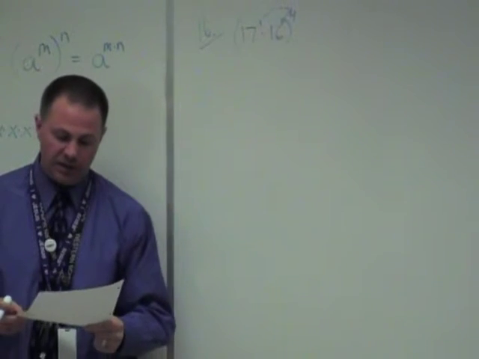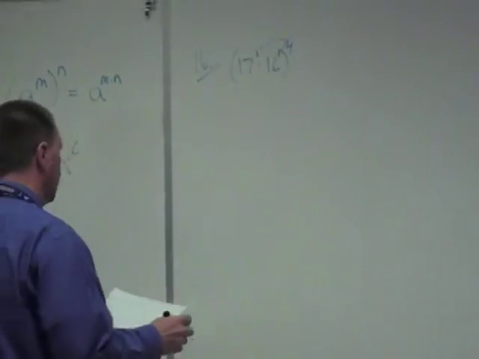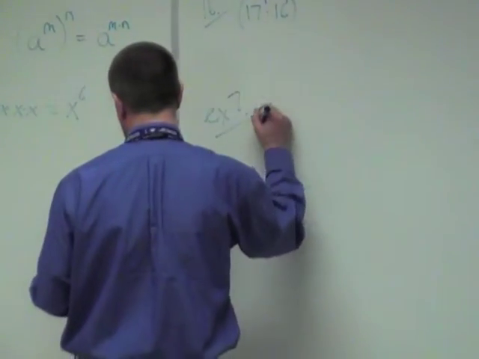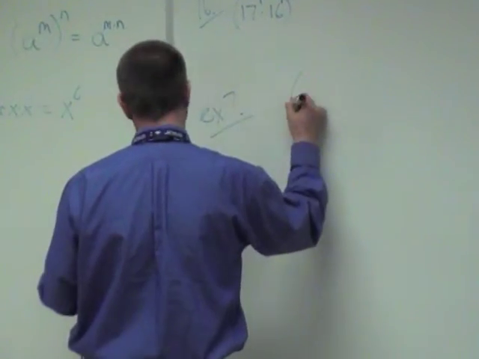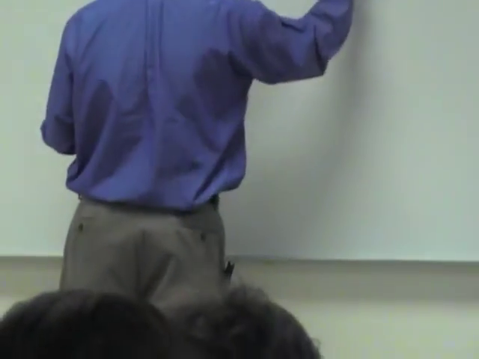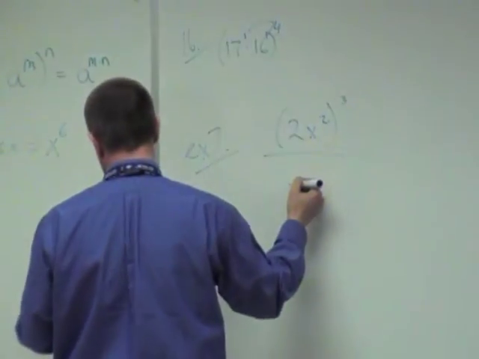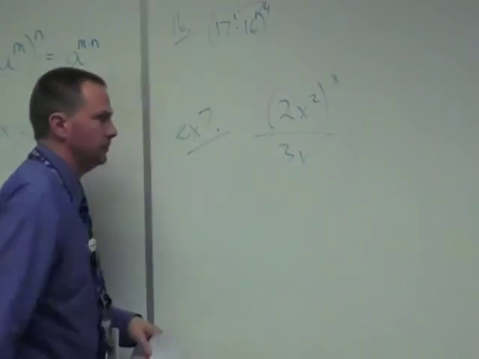All right, here's another example. Example 7 is, in parentheses, 2x squared raised to the 3rd power, all over 3y. Everybody try to figure that one out.